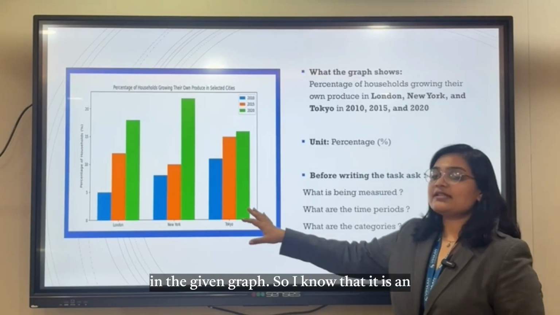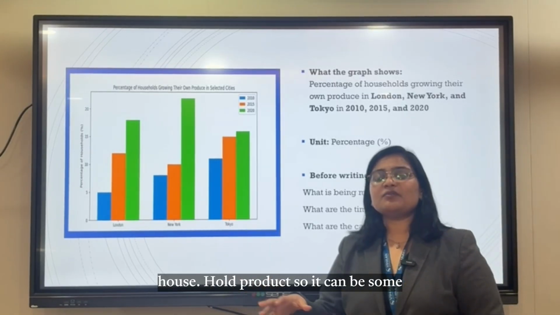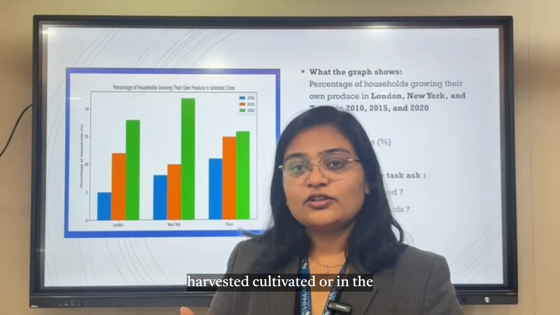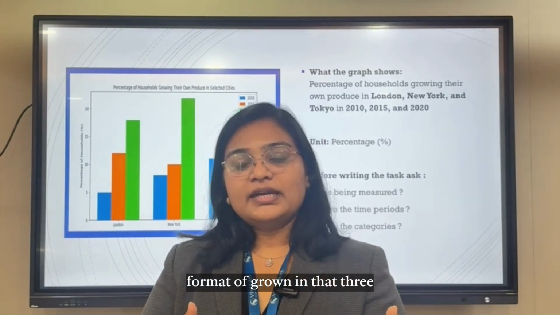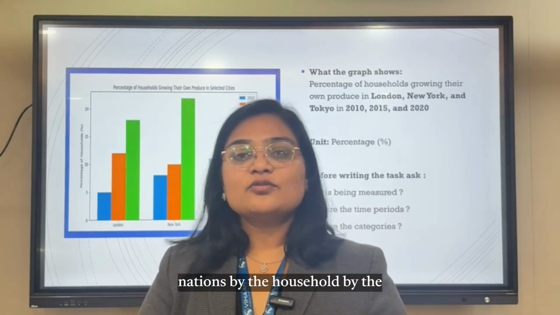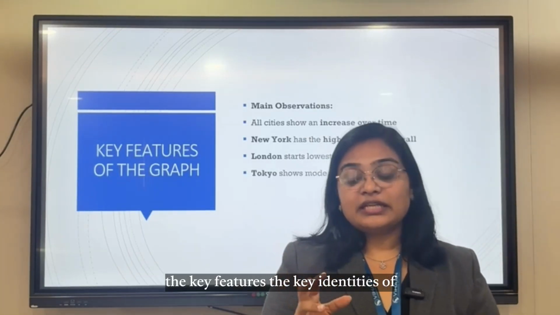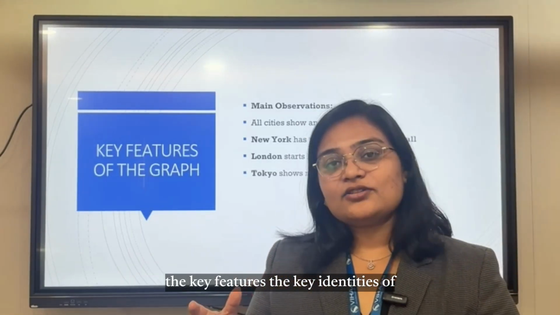So I know that it is a household product, so it can be some vegetables or goods that are harvested, cultivated or grown in those three nations by households, by families. Moving forward, let's understand the features, the key identities of the graph.